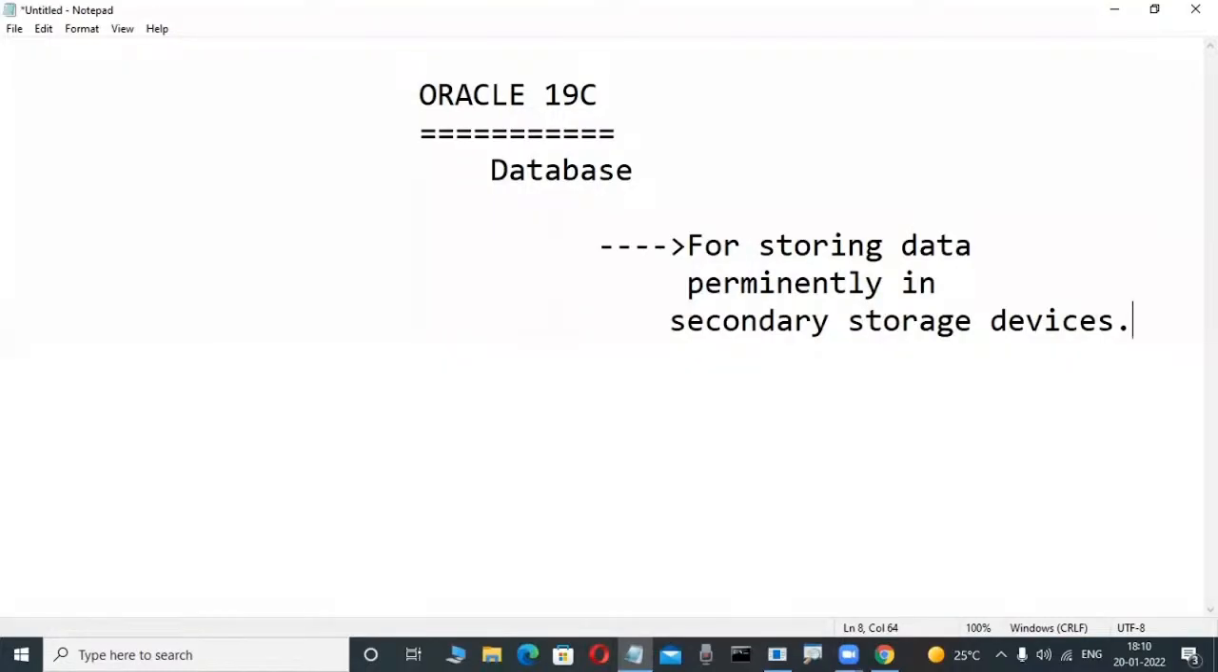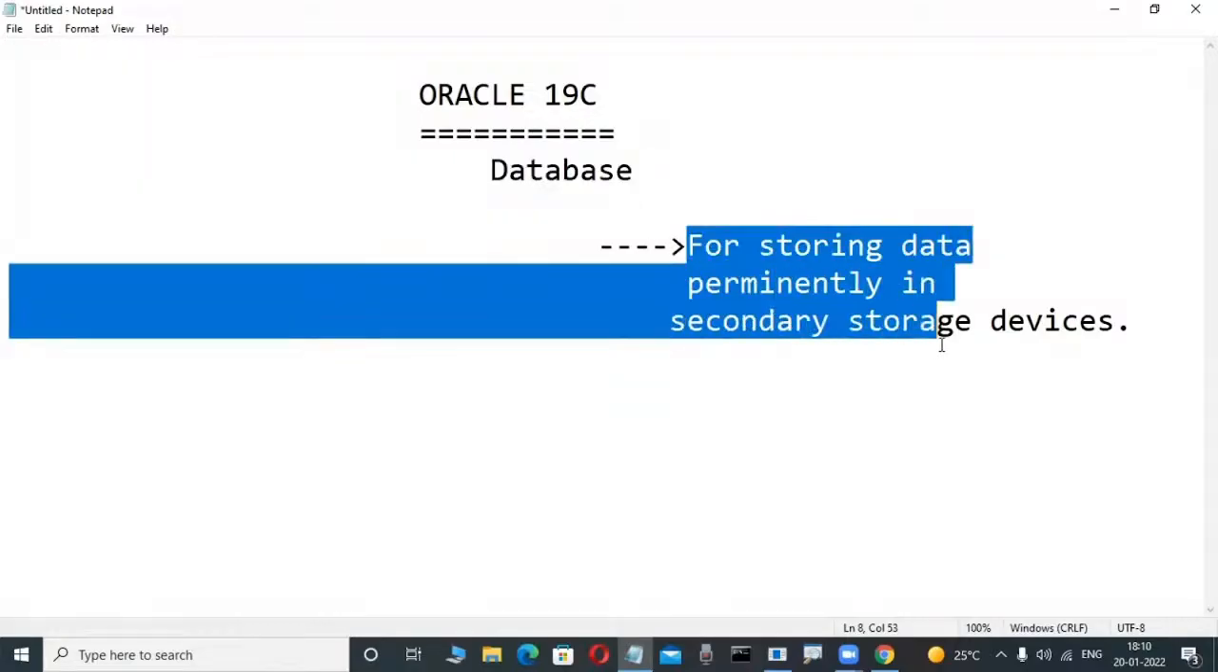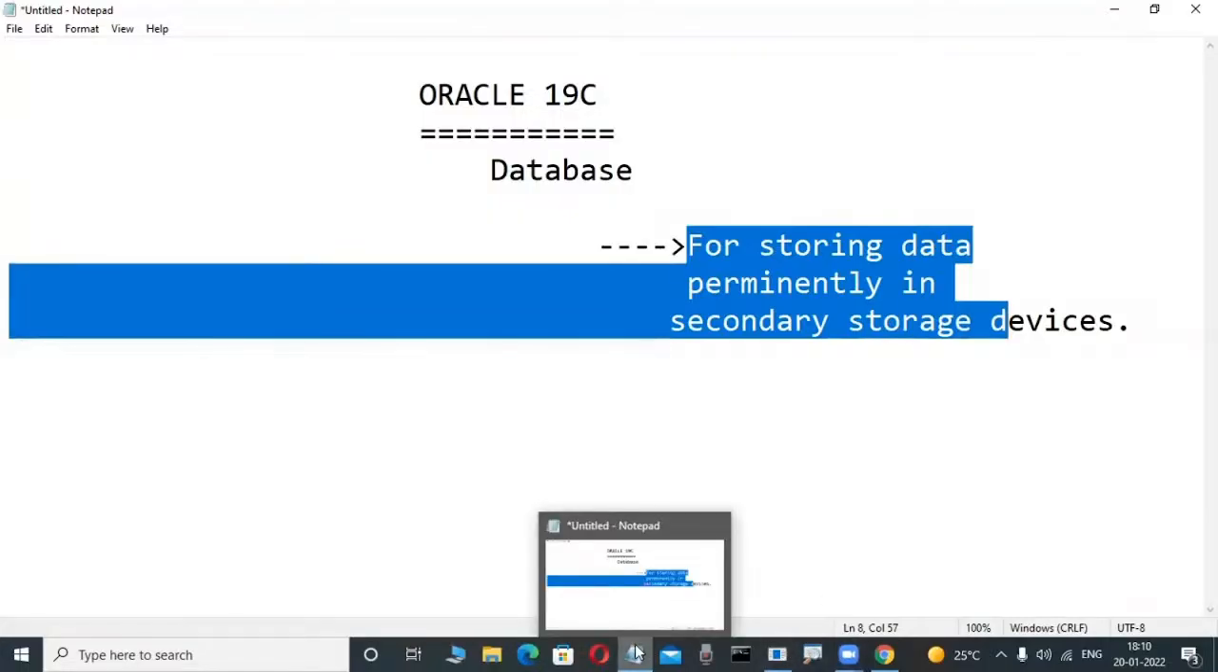You are using it. That's why Oracle is a product from Oracle Corporation, with some version number. This is a database product, one of the popular databases. What is the purpose of that? For storing data permanently in secondary storage devices. Now slowly observe here.